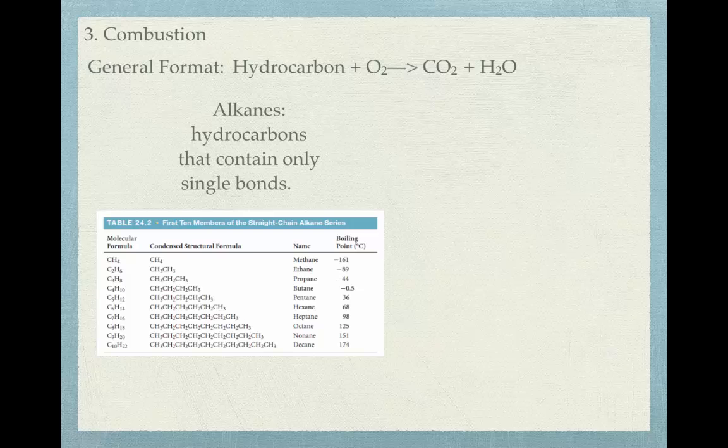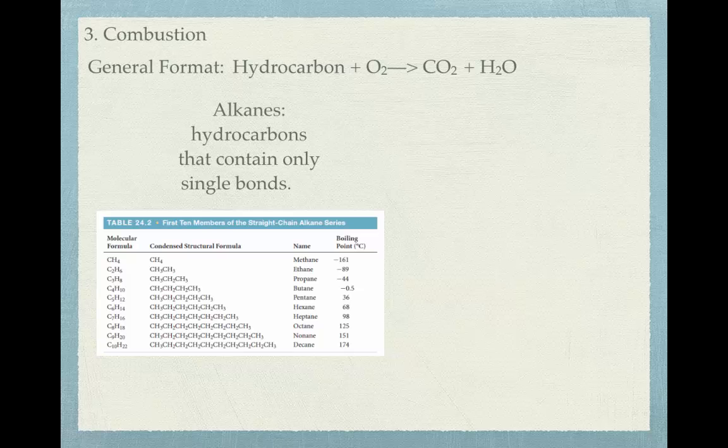5 carbons, hexane would be 6, heptane 7, octane 8, nonane 9, and decane 10. Notice for the number of hydrogens, this is just to get you a little bit comfortable with organic chemistry. The number of hydrogens is the number of carbons times 2 plus 2.